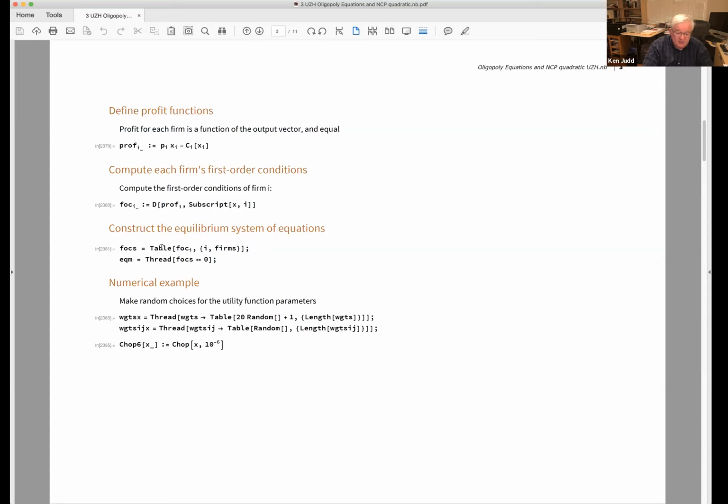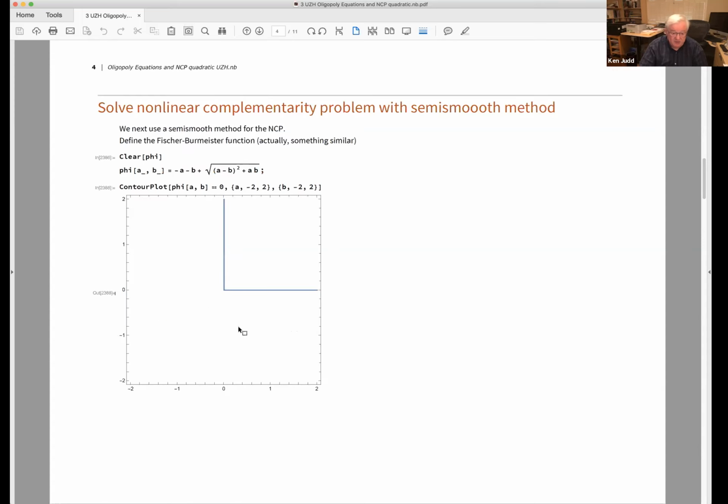Now, if we had an interior solution, we could just solve the system of equations. But I'm going to write down the first order conditions. Then I'm going to make random choices. This is to prove to you that this isn't rigged. I made random choices. Now I'm going to do semi-smooth.